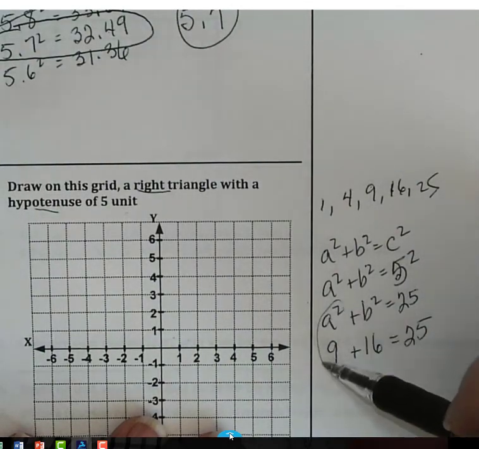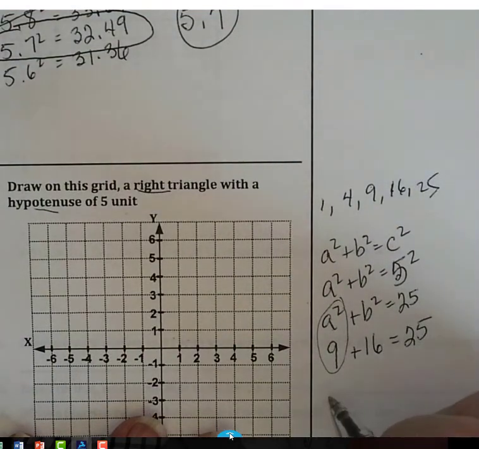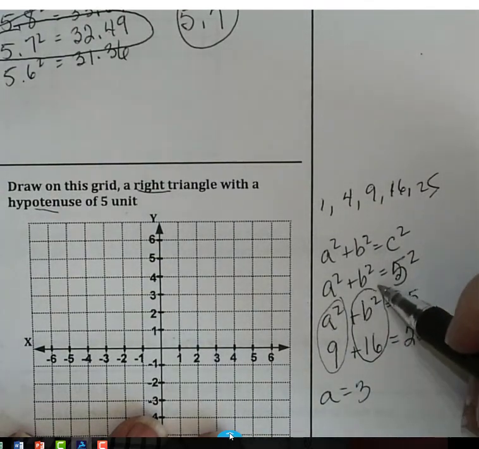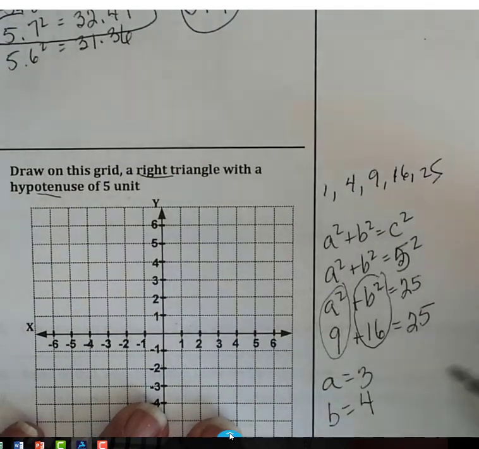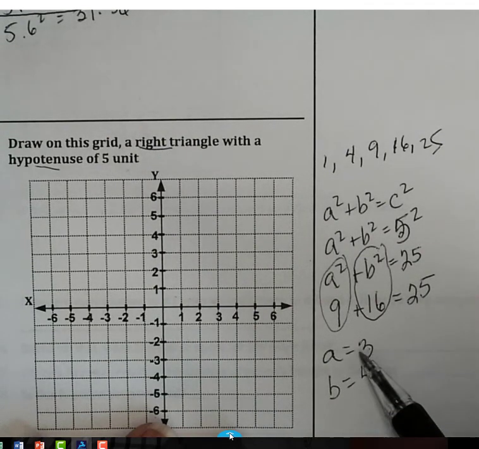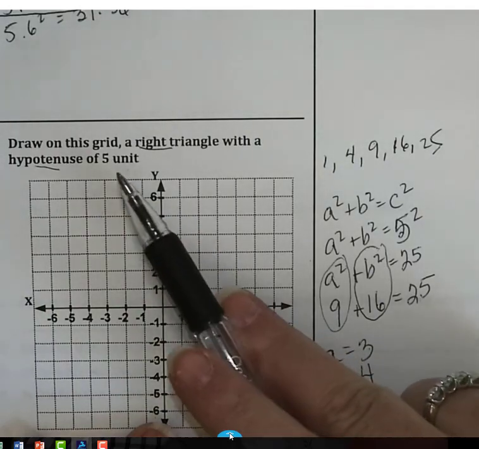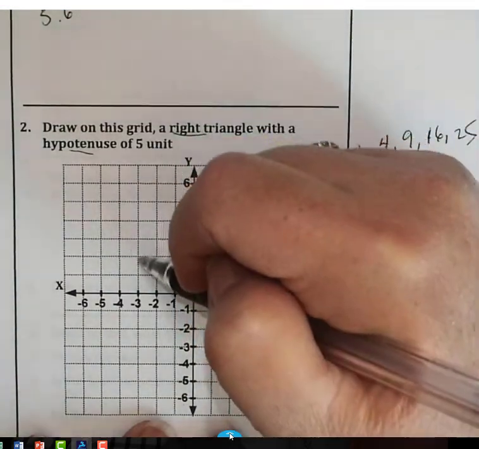But this was a squared. If a squared is 9, what is a? A equals 3. And this is b squared. And if b squared equals 16, then what does just b equal? B equals 4. So we need to have a right triangle with a side of 3 and a side of 4, and then make the hypotenuse. That will be 5 squared, or 25.